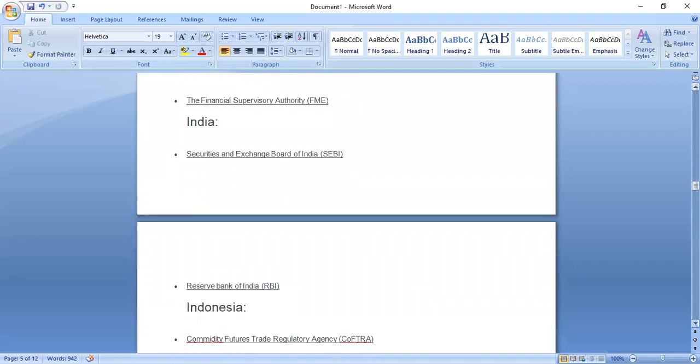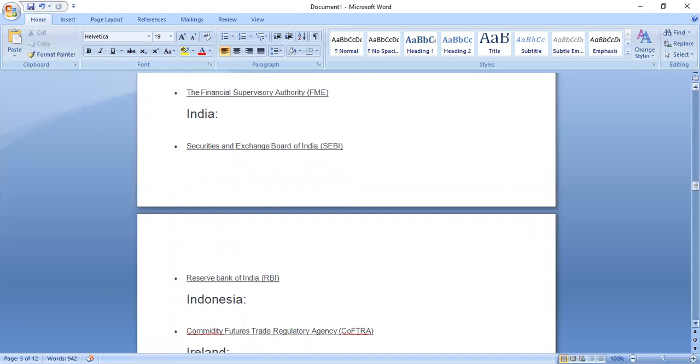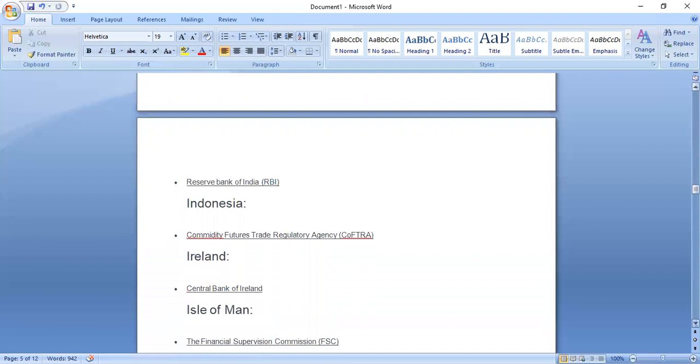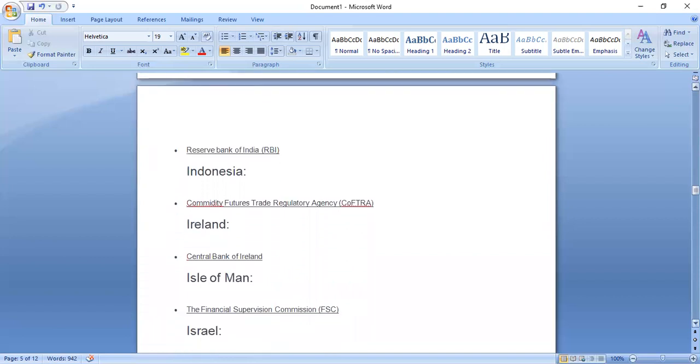In India, you should have the Securities and Exchange Board of India, that's SEBI. Again in India, we have the Reserve Bank of India, which is RBI. They are also an agency that regulates the activities of Forex. Now, in Indonesia, we have the Commodity Futures Trade Regulatory Agency, that's COFTRA. Ireland, we have the Central Bank of Ireland.